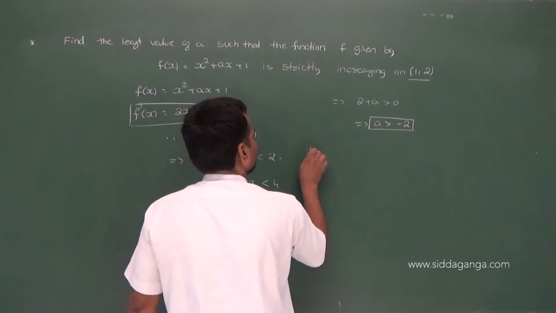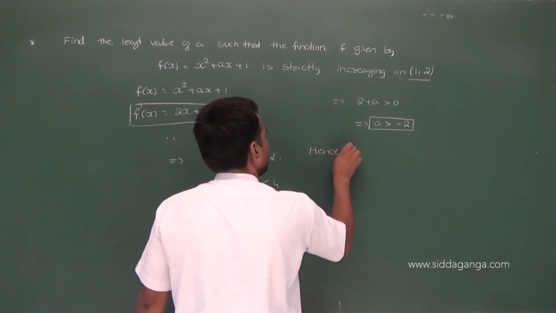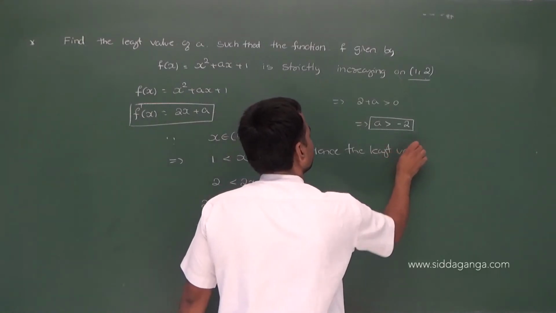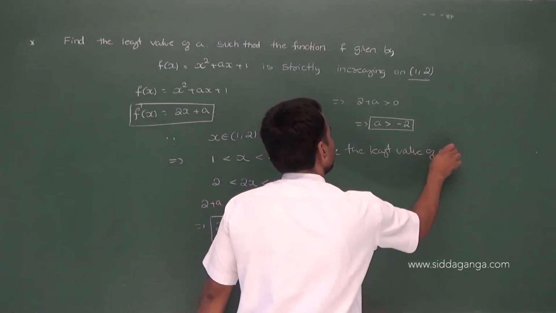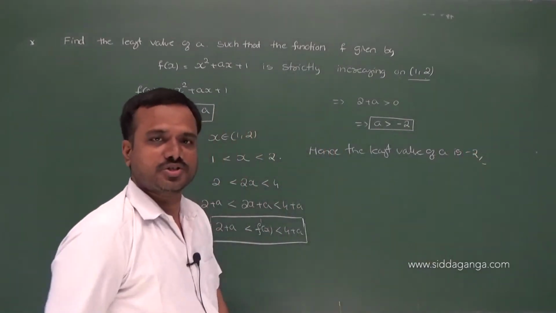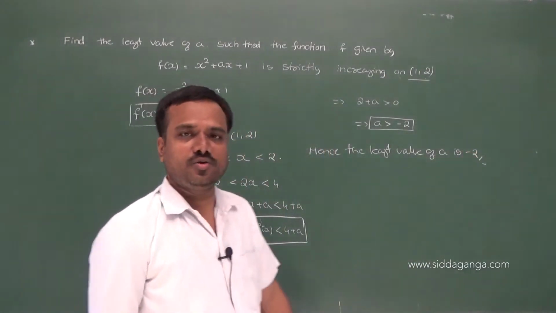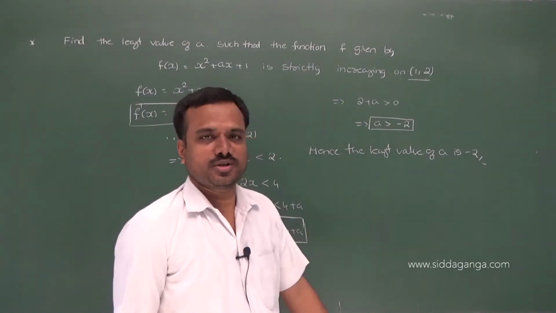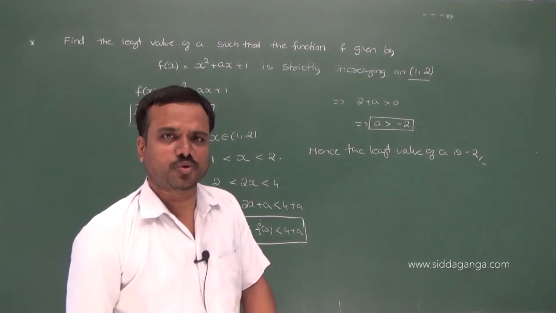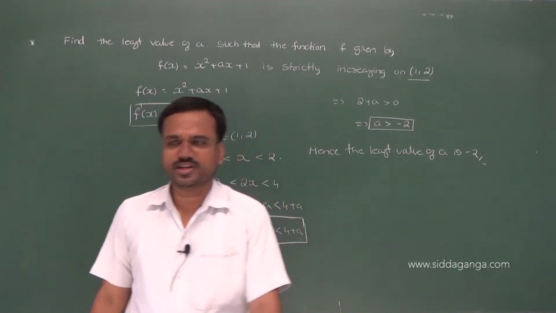Hence the least value of a is minus 2. Understand? The least value of a is what? Minus 2. This is for a 2-mark question. Very simple question. See this problem. Next problem.